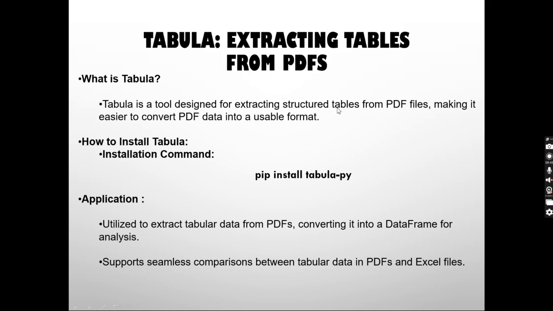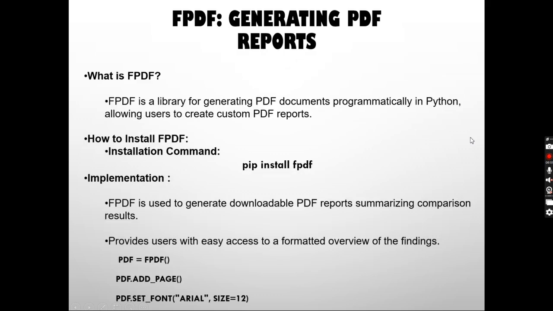Now, our next tool, which is FPDF, for generating PDF reports. Once the comparison is complete, we use FPDF to generate a downloadable PDF summary report. This library allows us to customize and generate the comparison results as a formatted report. For installation, we have the command pip install fpdf. It will install all the necessary packages.